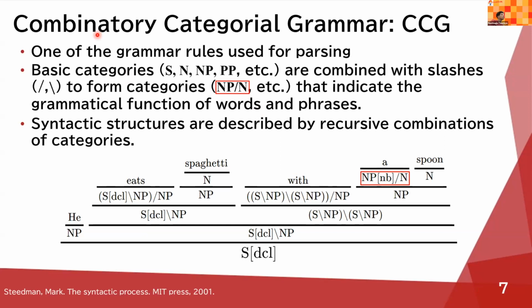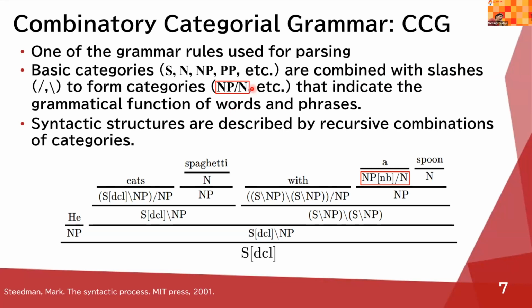Next is the combinatory categorial grammar, CCG. CCG is one of the grammar formalisms used for syntactic parsing. CCG is constructed on basic categories. S is sentence, N noun, NP noun phrase, PP prepositional phrase, something like that, and combinations of these basic categories. The combination is made by connecting these basic categories with a slash or backslash.